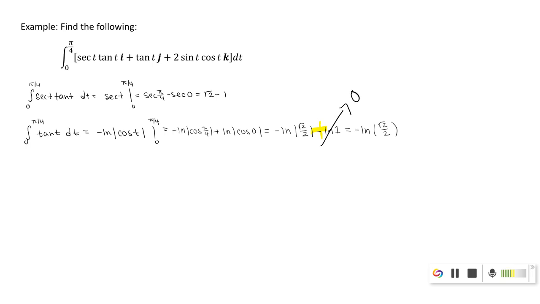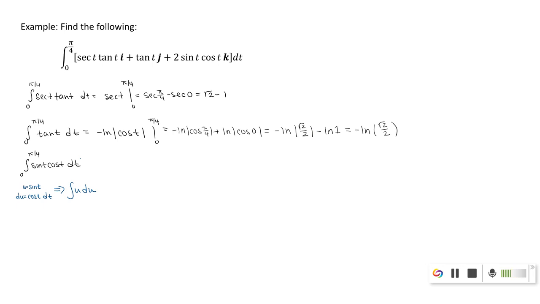All right, one more component. We are going to integrate sine t cosine t. And so there's several ways to do this one. This one I don't have memorized, so I'm going to have to do a little bit of work. And the little bit of work I'm going to do is a u substitution. I'm going to let u equal sine of t, because then my du would be cosine t dt.